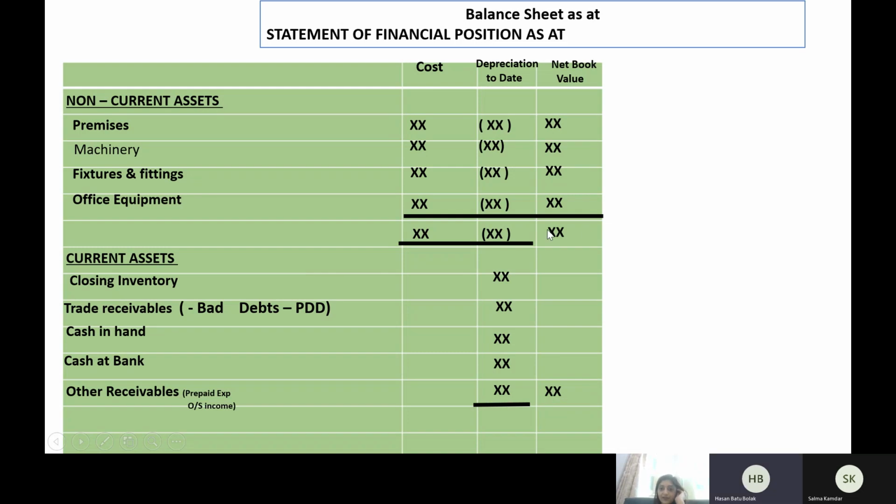Then what will you do? This is your total non-current assets, and this is your total current assets. Add both of them together to get the total assets. Yes, very good. I hope you've completed up till here.